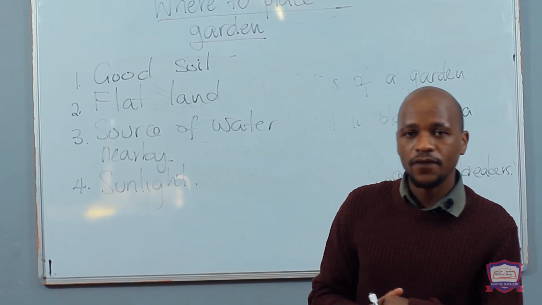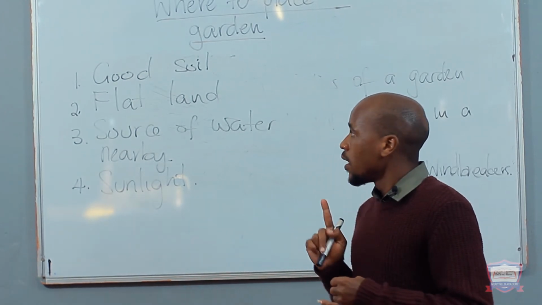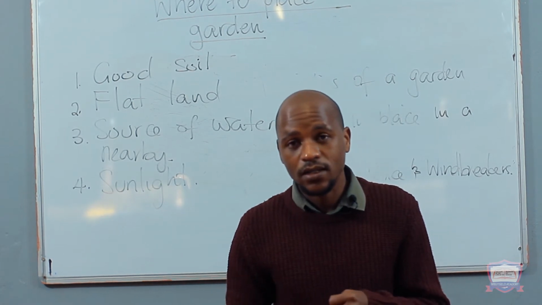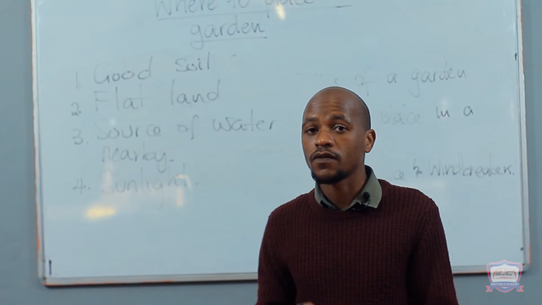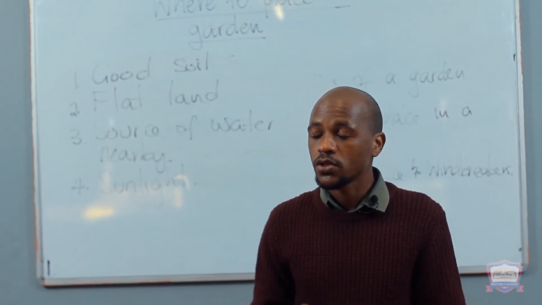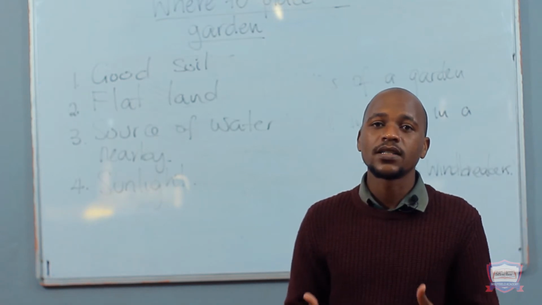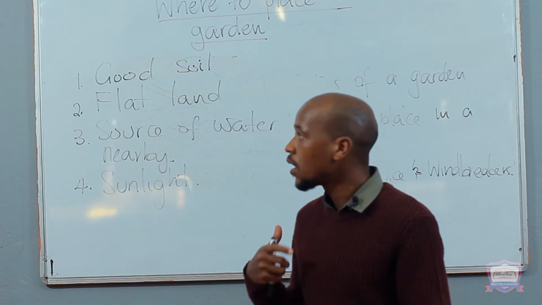So flat land. In flat land, now there's a possibility that if we make our garden on a slope, there are high chances of soil erosion. So making a garden on a flat land will minimize chances of the soil to be washed away.